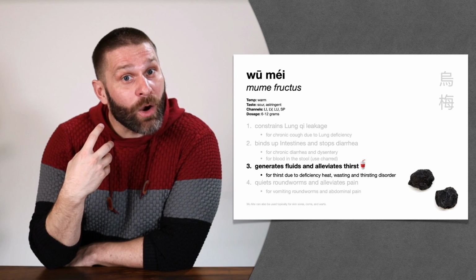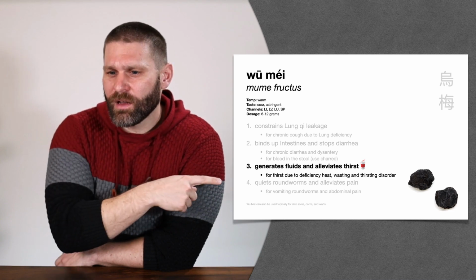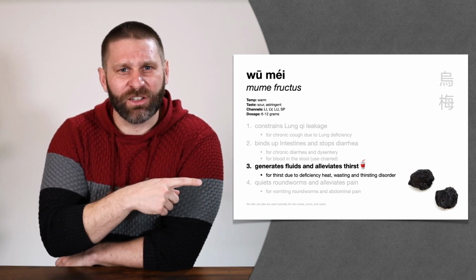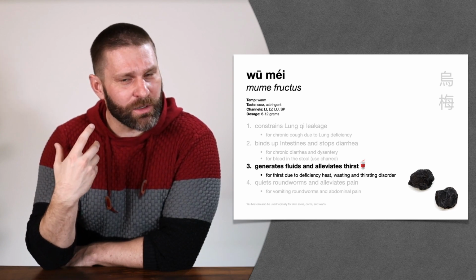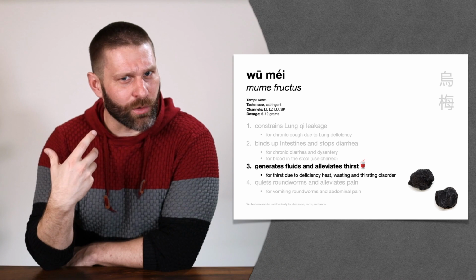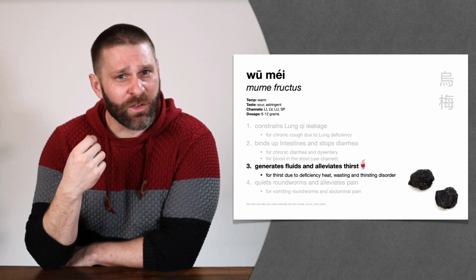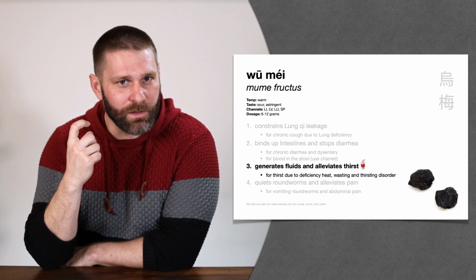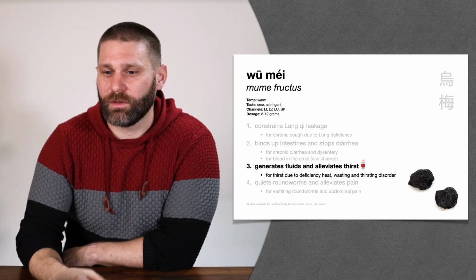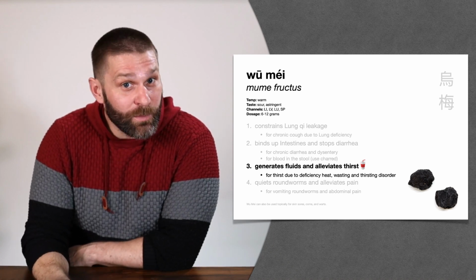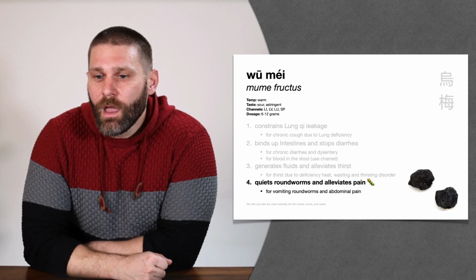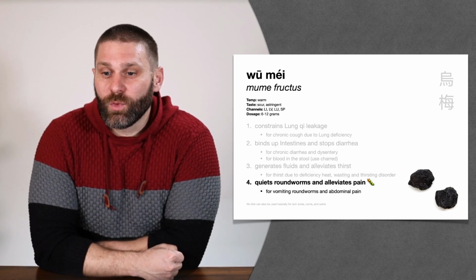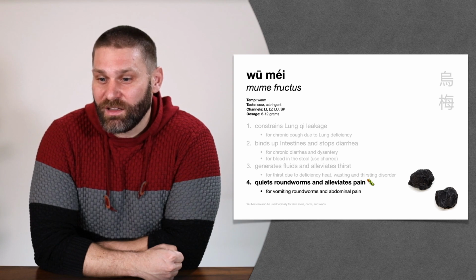It's again very sour. It has a very sour flavor. And also you can see it's kind of black and dark. It's actually prepared by smoking it. So it has a little bit of a smoky flavor. So you may or may not like that. It's sour and smoky at the same time. And you also have to worry that it has a little pit in the middle, so make sure you don't choke on the pit if you're doing that. But Ume has a very famous action of generating fluids and alleviating thirst. And then another famous action here is Ume quiets roundworms and alleviates pain.